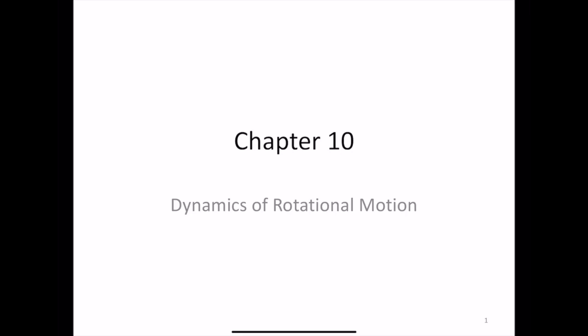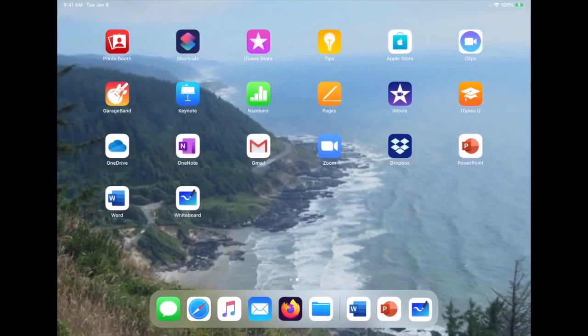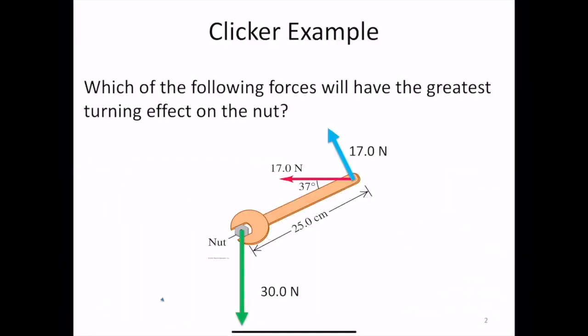In this chapter, we are going to consider a different effect that a force can have on a system. A force can also rotate a system. The rotating effect or the turning effect of a force is called the torque. And that is the first concept that we're going to focus on in chapter 10.